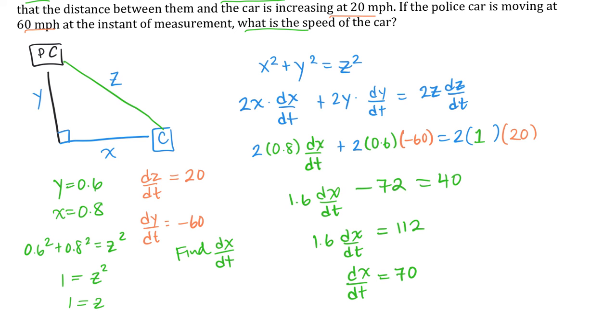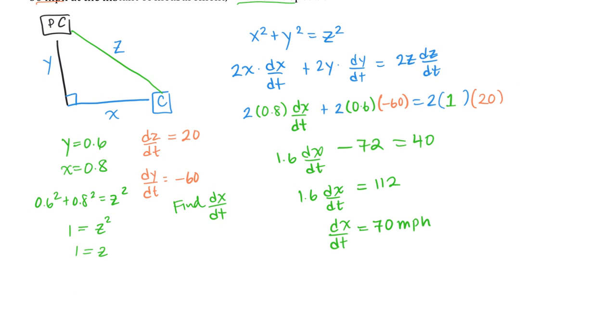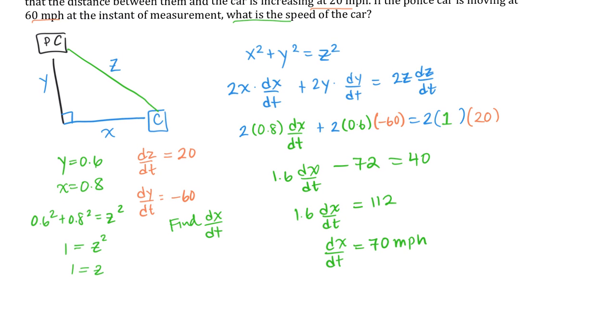What should my units be? This is the speed of the car. The speed of the car is in miles per hour. So this is going to be 70 miles per hour. Let me state that as a sentence. What was I trying to find? I'm trying to find the speed of the car. So I'm going to start with: the speed of the car is 70 miles per hour.